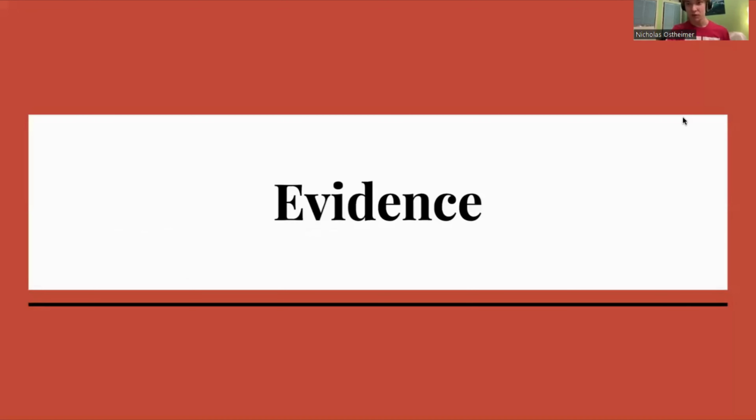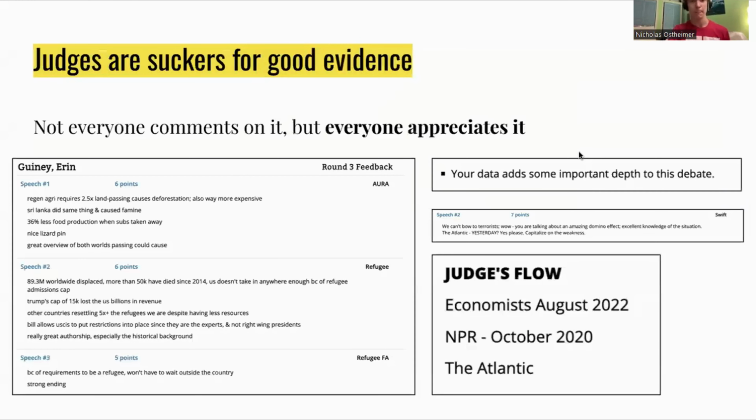Okay, some notes on evidence. I think this is really important, and a lot of people slack off when it comes to credibility or to research, and judges may not comment on it, but I guarantee you it can make the difference between breaking and not breaking. Judges love good evidence.